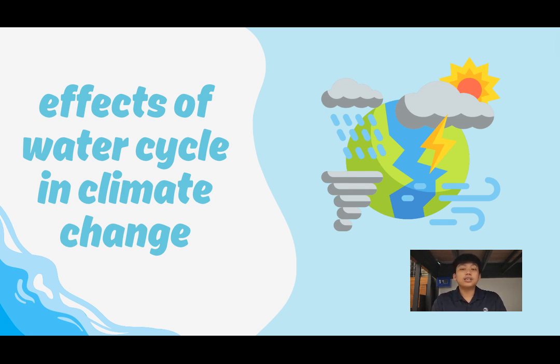Further, it can exacerbate extreme weather events such as hurricanes, typhoons, and heat waves, causing widespread devastation and loss of life. In short, the water cycle is a fundamental driver of climate patterns, and any disruption to this cycle profoundly affects our planet's climate system.